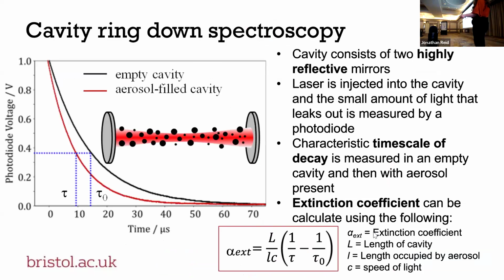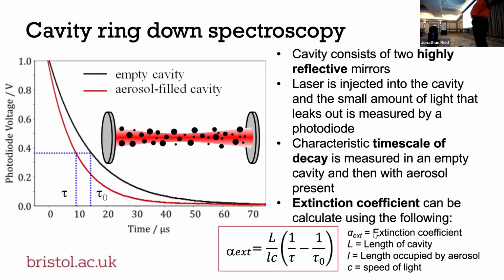So a little bit more about the techniques. This is cavity ring down spectroscopy. It's a really highly accurate technique, which is calibration free. Basically, you've got two highly reflective mirrors either end of the cavity, so you can bounce the laser light back and forth between the two. A small amount of light leaks out of the mirrors, and we can measure this using a photodiode, and the characteristic time scale of this decay is measured.